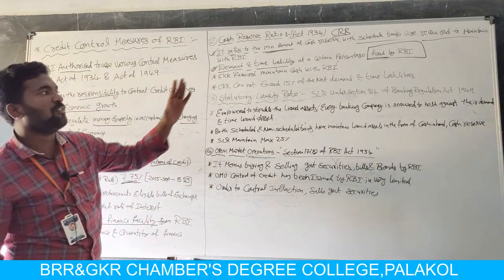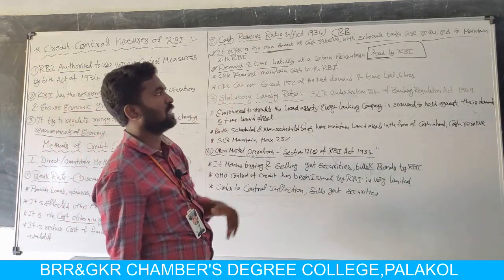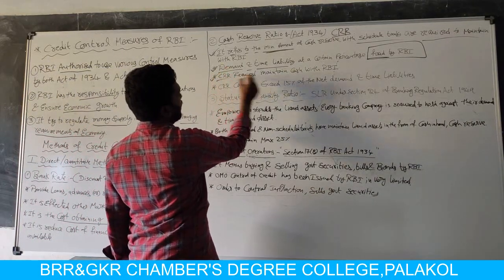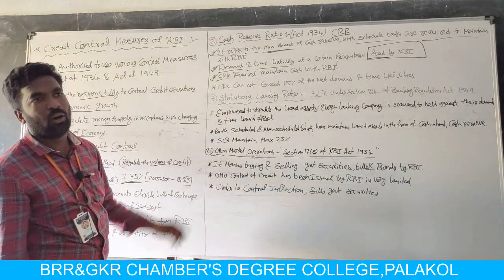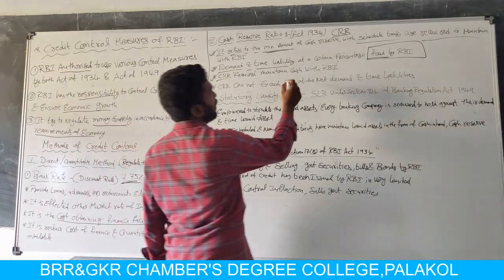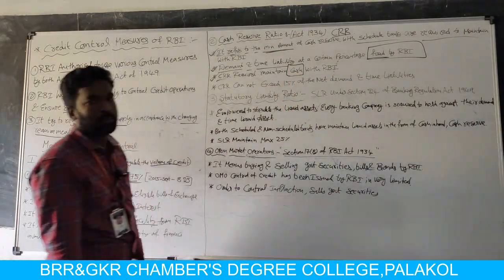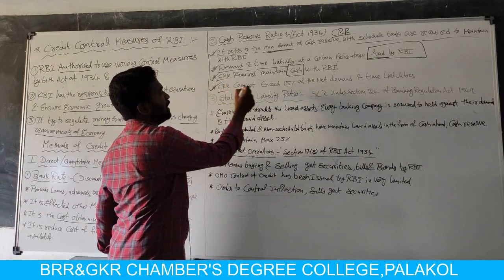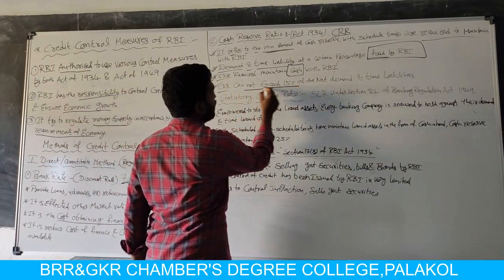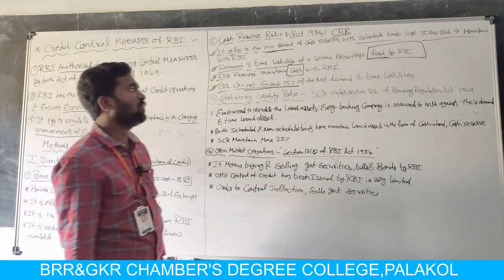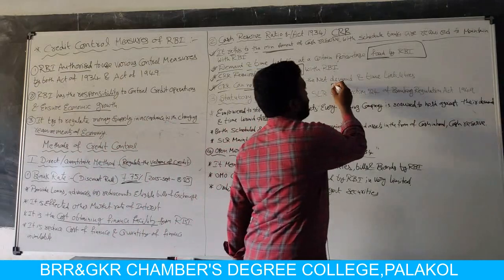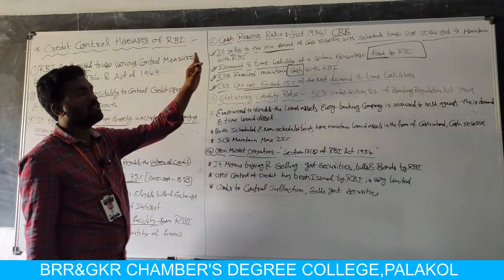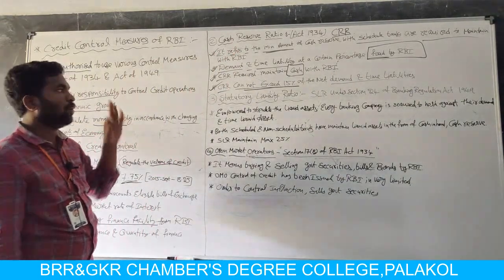Okay, that's why the RBI maintains a fixed percentage. That is the third point. So second point, then third one, cash reserve ratio. Cash reserve ratio: banks are required to maintain cash with the RBI. Then fourth one, CRR cannot exceed 15% of net demand and time liability. So these four things are the cash reserve ratio. Okay, clear?